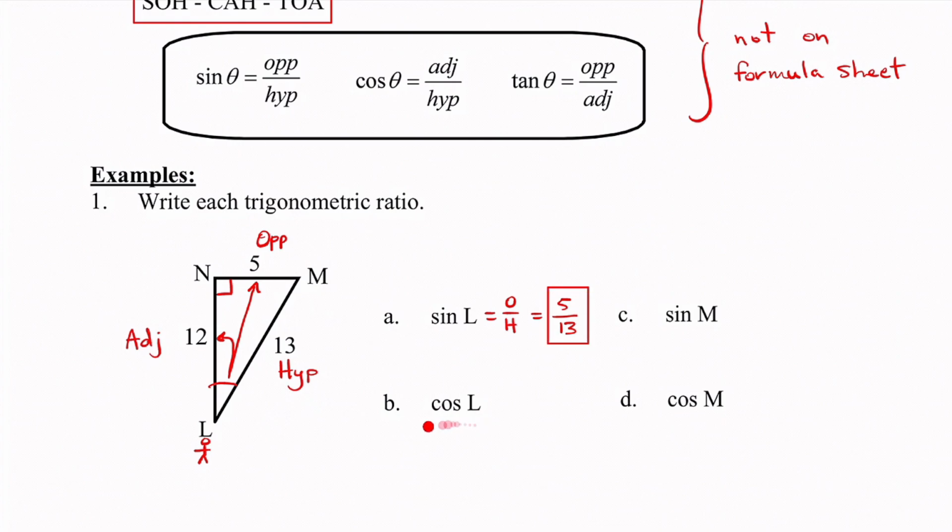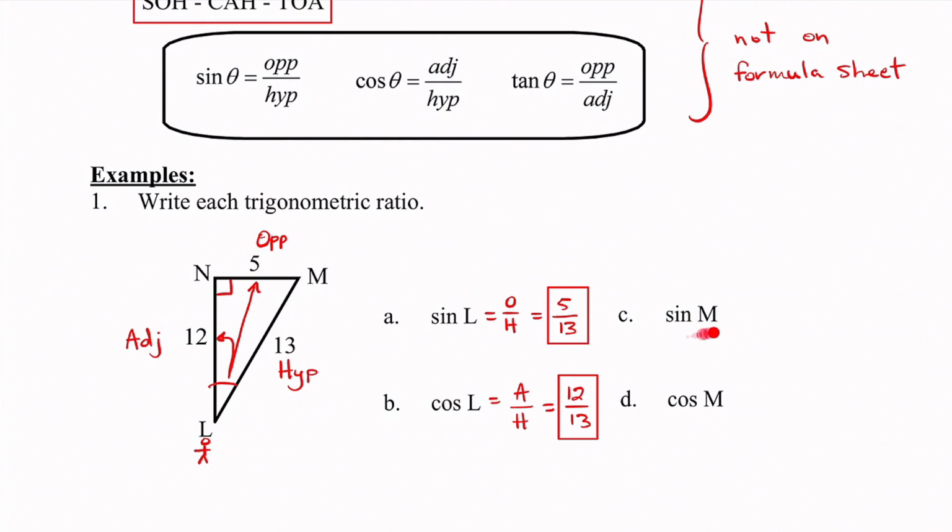Okay, then we're going to do B, cos of L. So again, I'm standing at angle L, so my stuff is already labeled. And now cos, we had up here, was A over H. So I got A over H. And then A is 12, H is 13. So I got 12 over 13. Then again, just make sure you can't simplify, and we can't.